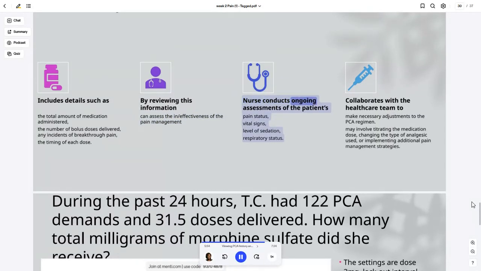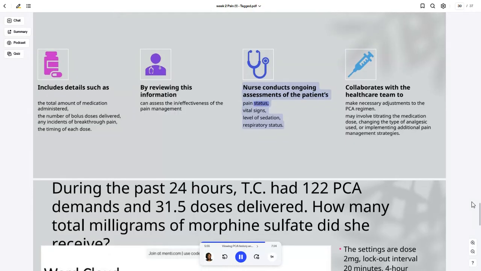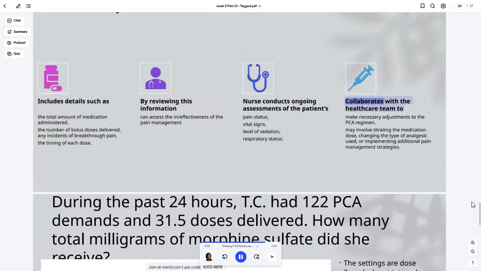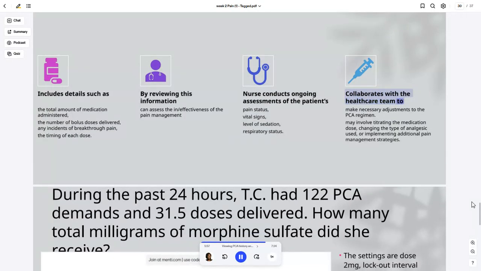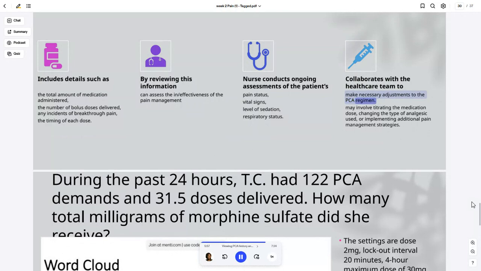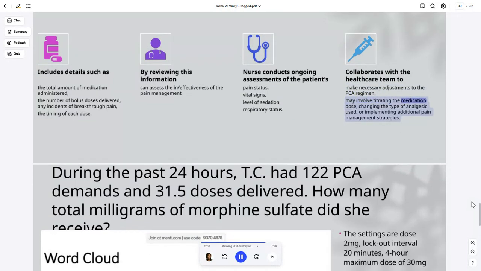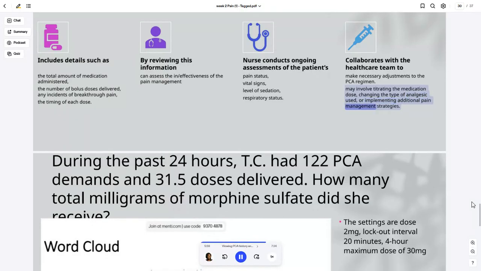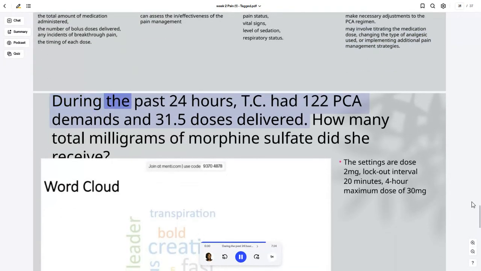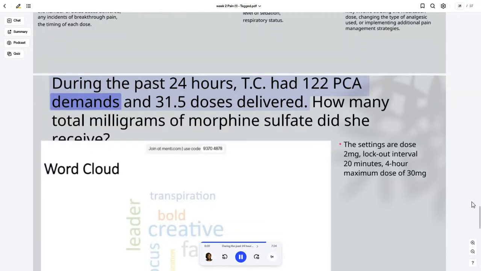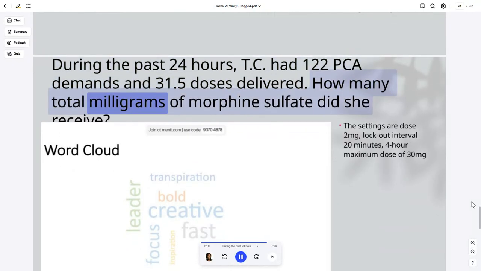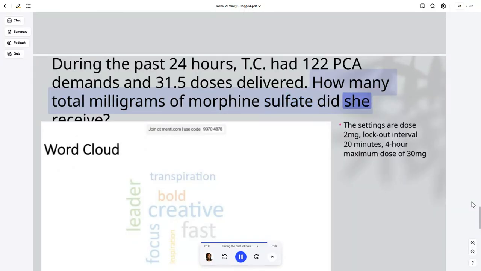The nurse conducts ongoing assessments of the patient's pain status, vital signs, level of sedation, and respiratory status. The nurse collaborates with the healthcare team to make necessary adjustments to the PCA regimen. This may involve titrating the medication dose, changing the type of analgesic used, or implementing additional pain management strategies. During the past 24 hours, TC had 122 PCA demands and 31.5 doses delivered. How many total milligrams of morphine sulfate did she receive?